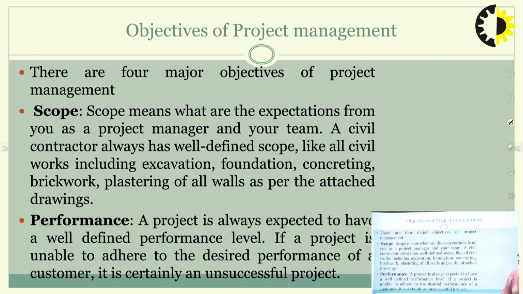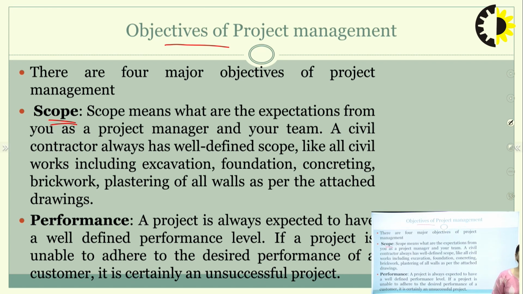Now, next is the objective. With what objective are we doing any sort of management in the project? What is the objective of the project? There are basically 4 major objectives of any project management. First is, what is the scope of the project? A very important point. It simply means what is expected from you as a project manager, and of course from your team as well.